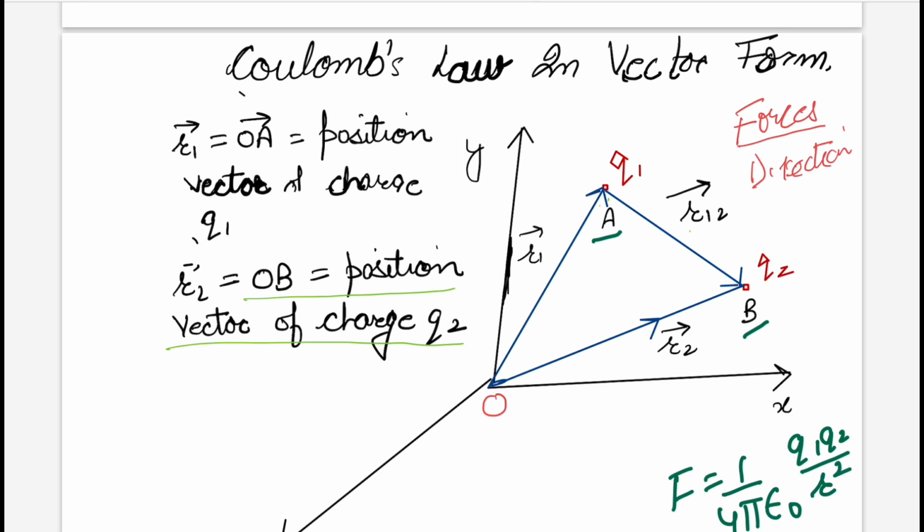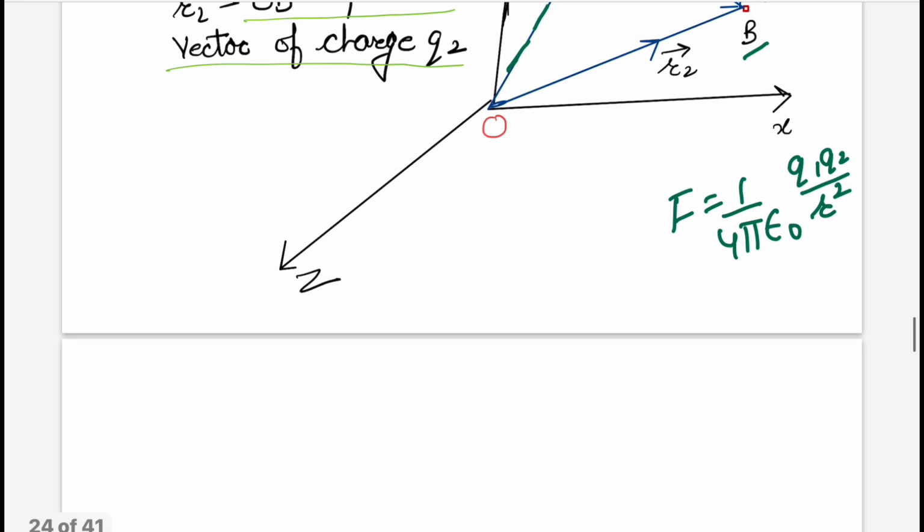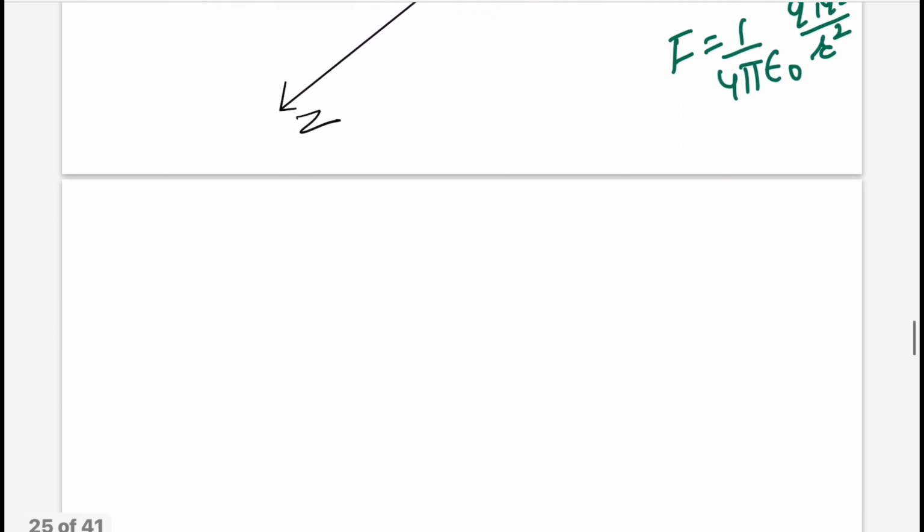OA represents, I am putting a line on it, the vector of the charge Q1, which is equal to R1 vector. Similarly, OB is the vector for the charge Q2, which is equal to R2 vector. Then we know that by using the triangular law of vector addition, we can calculate the things.